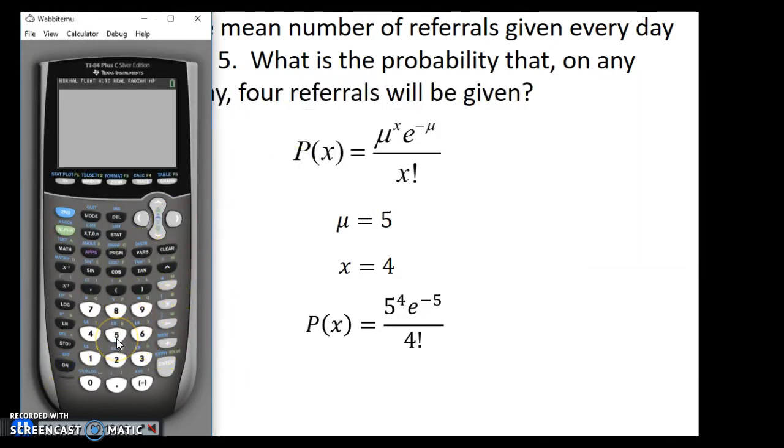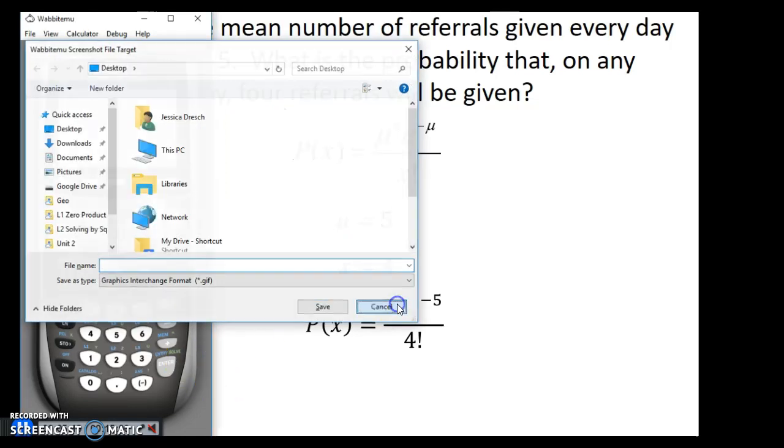Call me over if you can't find it. But I want 5 to the 4th. And then your e value is, mine's in blue, yours might be a different color, but it's above the ln. You'll need to push second and ln for natural log to the -5th. And then we will divide, oh no, don't push that button.